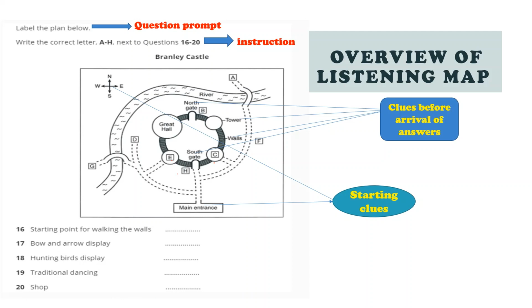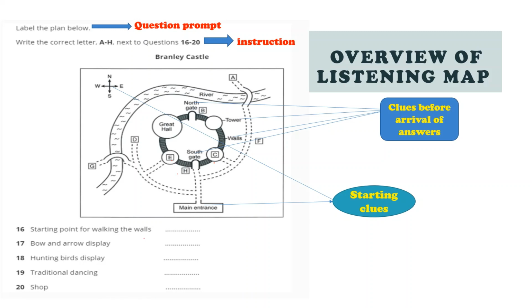So if you know that you are at Great Hall, when you hear Great Hall, you know that you have to listen carefully for the relative areas nearby. When you hear river, you know that you are going to hear something about A, and thus you will have a chance to land on the answer.